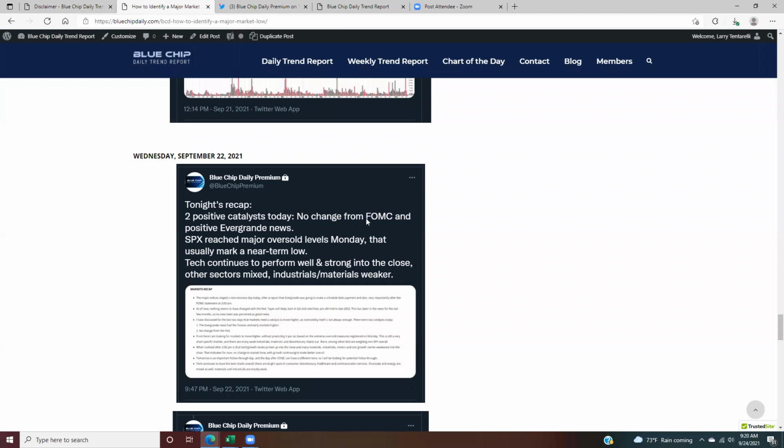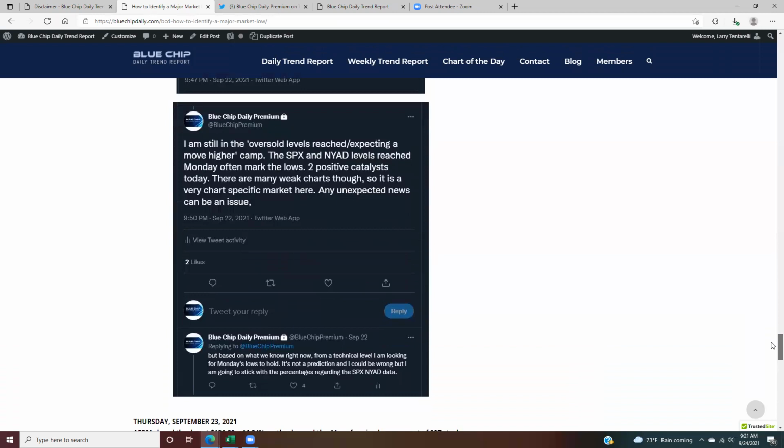The FOMC came out with their statement, and there was no real change to their timeline as far as tapering and raising interest rates. And also there was positive news that came out of China as far as Evergrande and what their situation is here. So I took those two positive catalysts, also the S&P major oversold levels, and I was looking for a move higher in the markets. And then I followed up with the fact that I'm still in the oversold levels reached, expecting a move higher camp with the two positive catalysts.